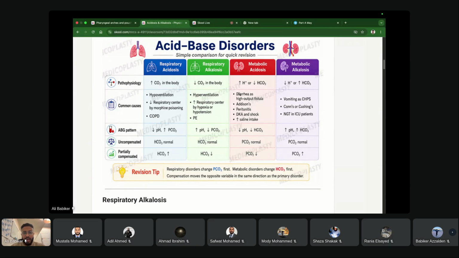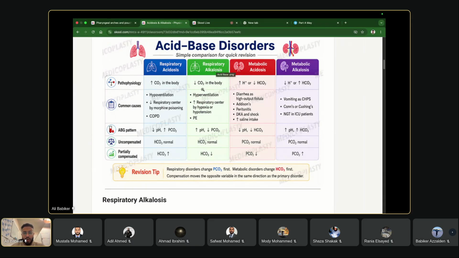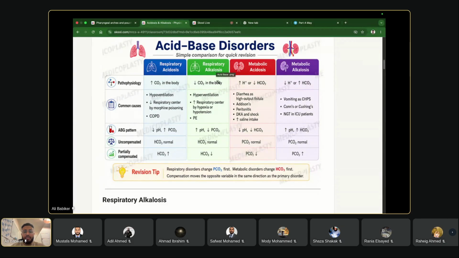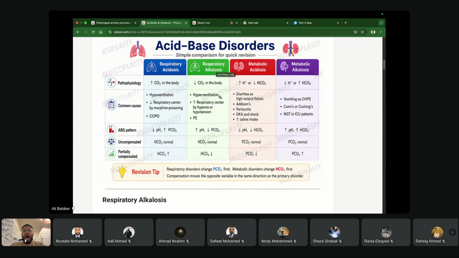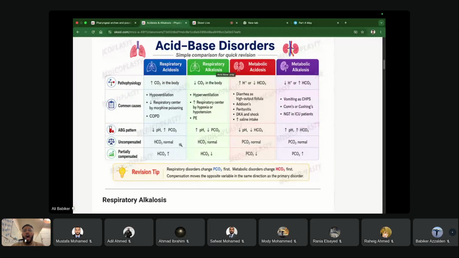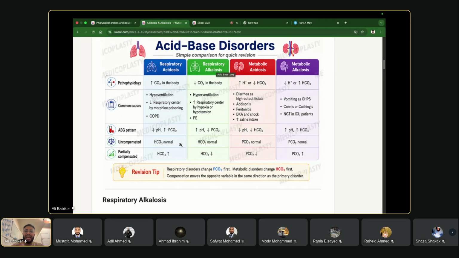Second one, respiratory alkalosis. The CO2 is decreased in the body. What will lead to the decrease in CO2 in the body? One thing might lead to it, which is hyperventilation. If you're doing this, you are excreting CO2. When you excrete CO2 outside, I want you to think about CO2 as acid, and I want you to think of bicarbonate as alkaline. So when you excrete CO2, you will lead to respiratory alkalosis. Why? Because you took the acid outside your body. When you take the acid outside, that means it's alkaline now.